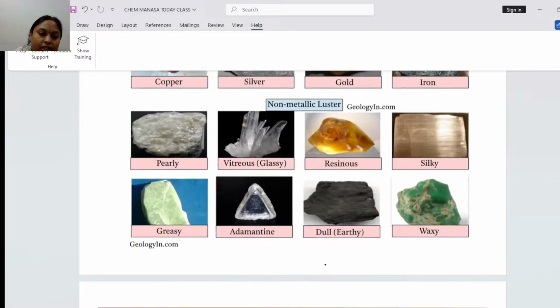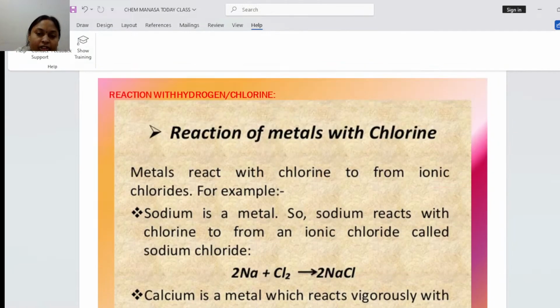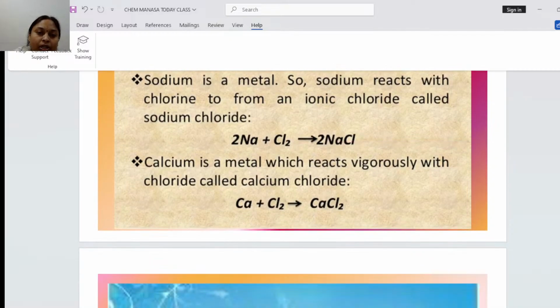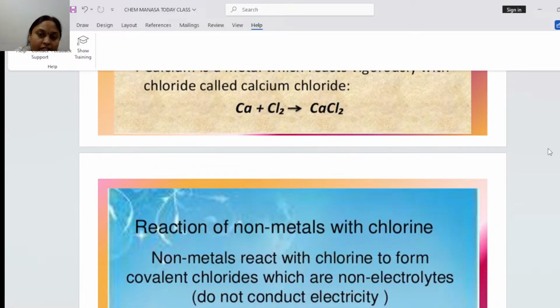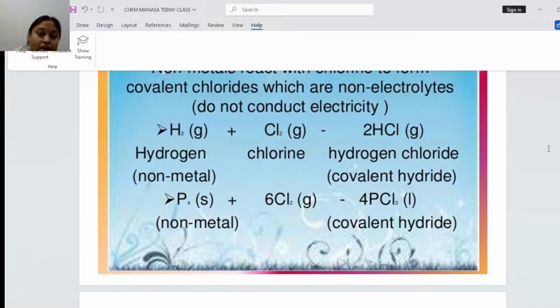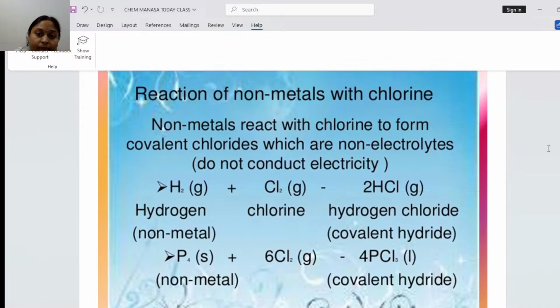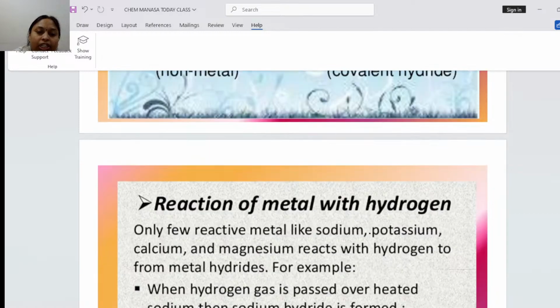Next, if we go for the reaction, when metals react with chlorine we get the respective metal chlorides. Sodium reacting with chlorine gives sodium chloride, and calcium reacting with chlorine gives calcium chloride. When non-metals react with chlorine, we get the respective compounds, like hydrochloric acid and phosphorus trichloride. These are generally covalent in nature.